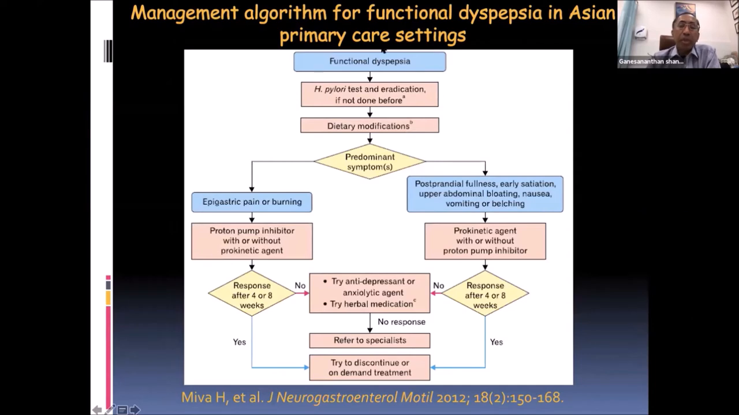Even then, in 2012, people looked at functional dyspepsia as epigastric pain or burning and postprandial fullness, early satiation. This was based on Rome 3 criteria at the time. The treatment for epigastric pain and burn will be a proton pump inhibitor with or without a prokinetic agent. For postprandial fullness, meal-related, it will be a prokinetic agent with or without a proton pump inhibitor. Now, if you fail all this, then you may want to try an antidepressant, or you refer the patient to a specialist if you are willing to take chances here with your patient, provided you have no red flags.